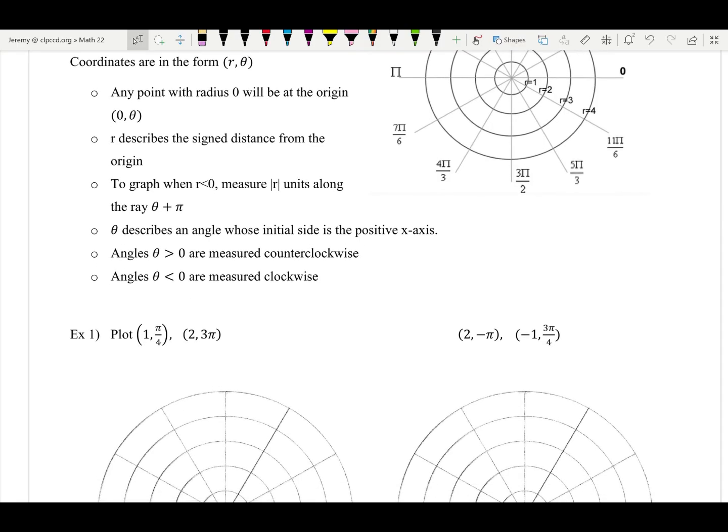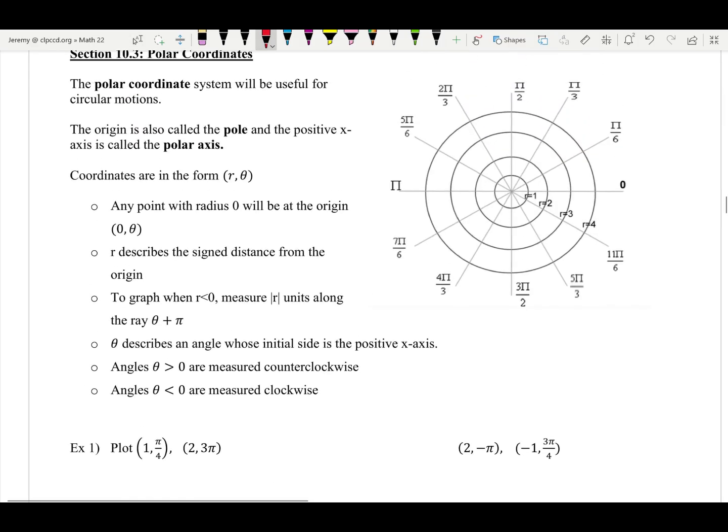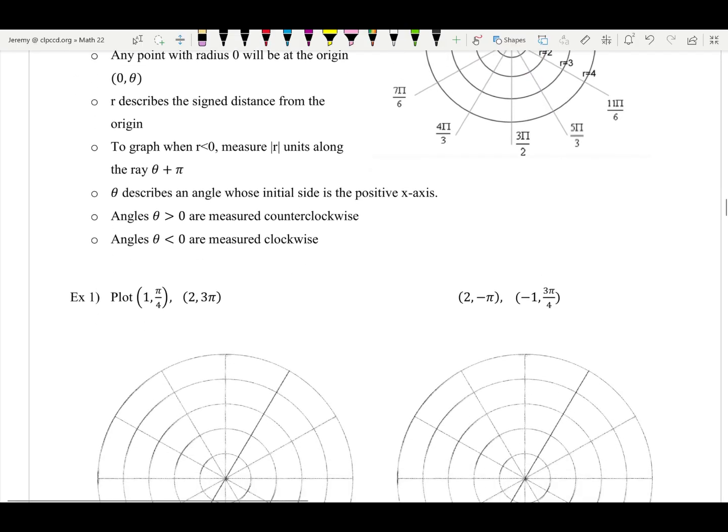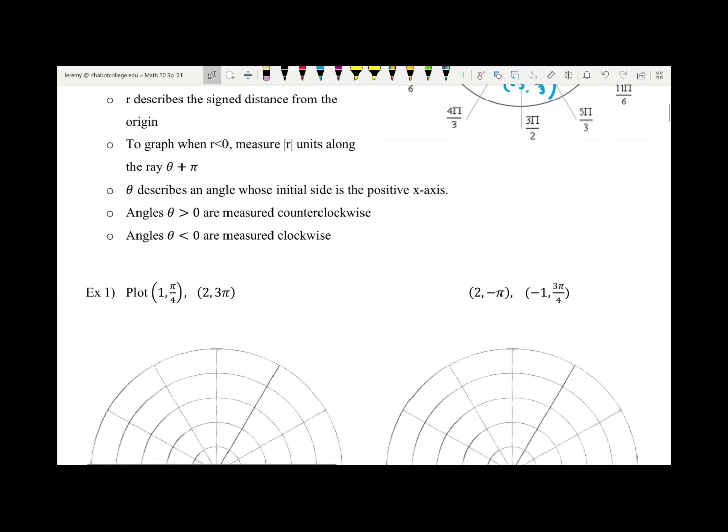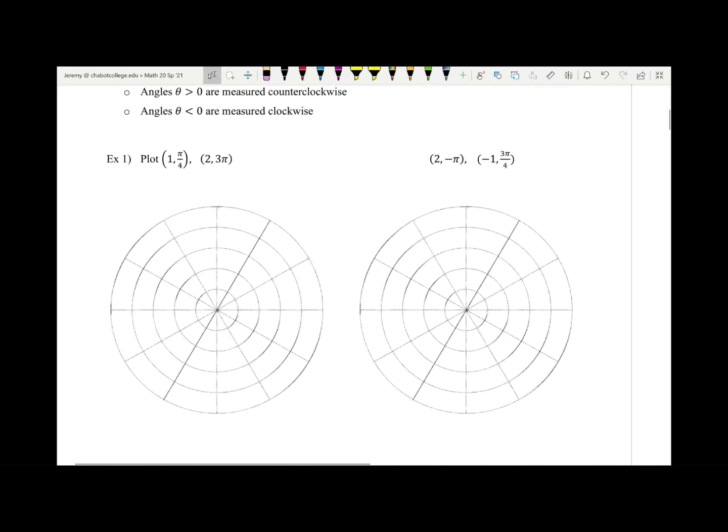Theta describes the angle whose initial side is the positive x-axis. We covered that. If theta is positive, we'll go counterclockwise, which we're used to. Positive angles go that way. Negative angles will go that way, in the clockwise direction. So those are the basics. Let's get a little more practice here.